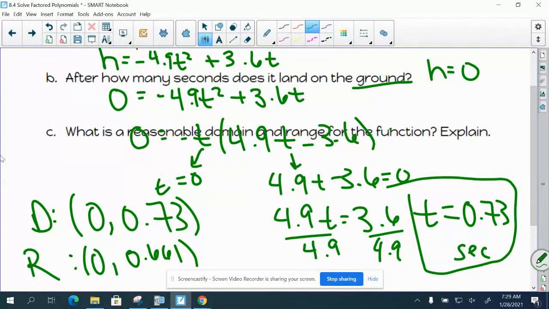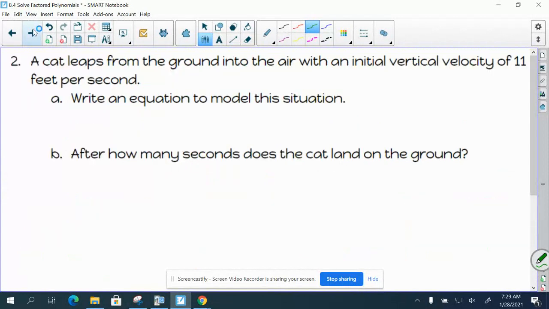All right, let's do another one. The cat leaps from the air into the ground with an initial velocity of 11 feet per second. So this one is kind of the same. So the equation would be h equals, and this is feet, so negative 16t squared plus initial velocity is 11t. The cat jumps from the ground. So after how many seconds does the cat land on the ground? You would set your equation equal to 0.